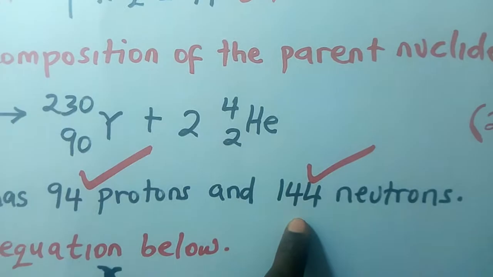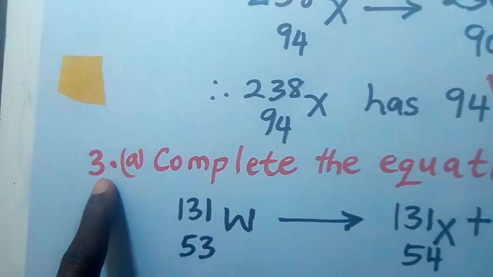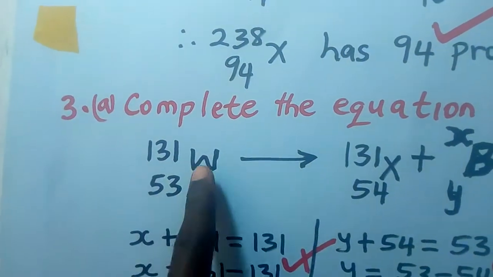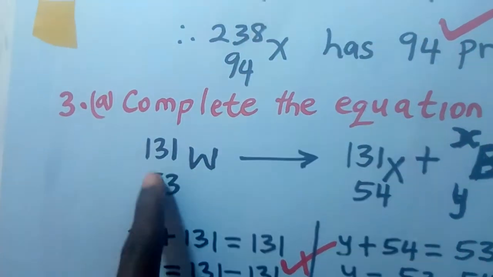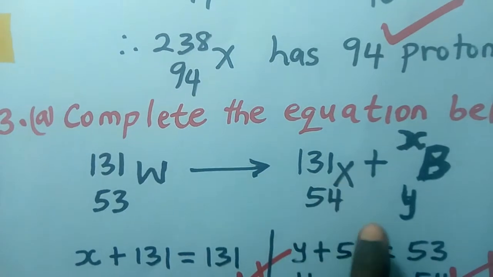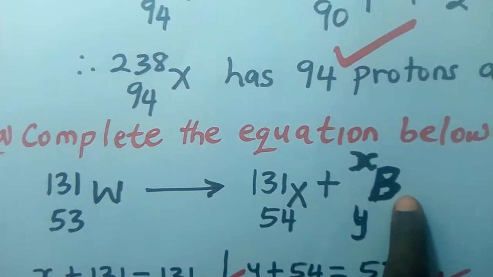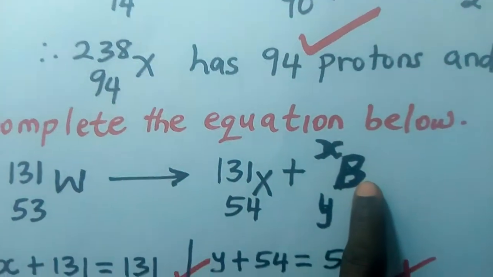And you get all your marks. Then we go to question 3. Complete the equation below. This is the equation. The parent is W, atomic number is given, mass number is given. The daughter is X, atomic number given, mass number given, plus one of the rays, which is now not known.